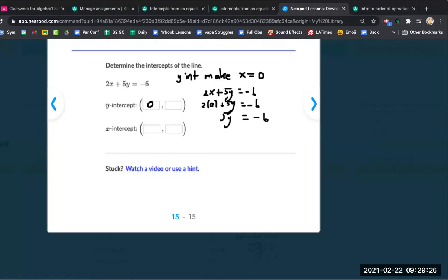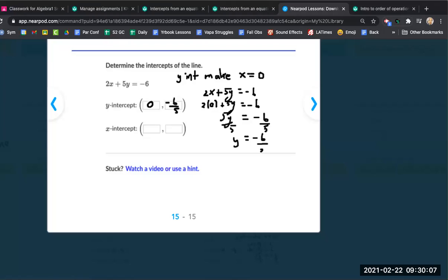What am I getting on the screen here? Our y-intercept, can you explain what happened there? Oh yeah, 5y equals -6. We have to divide by 5 on both sides, and then we get y equals -6 over 5. That is the y-intercept, right? So that's our answer for this one.